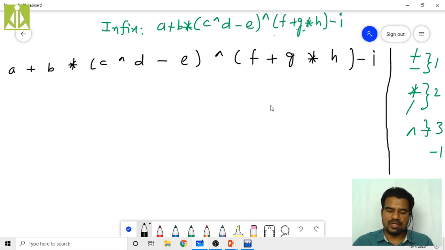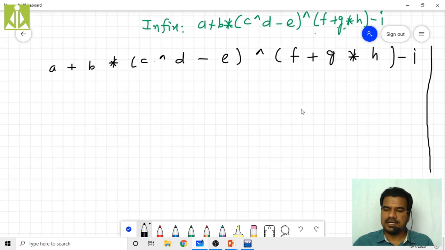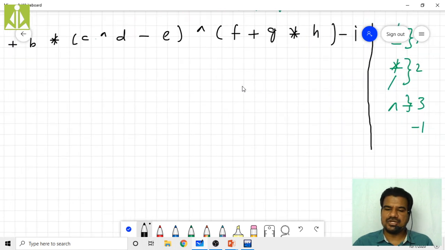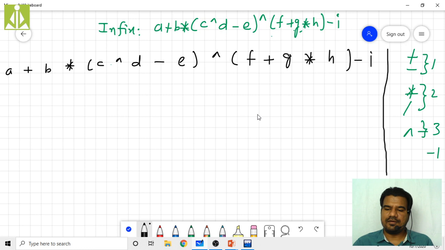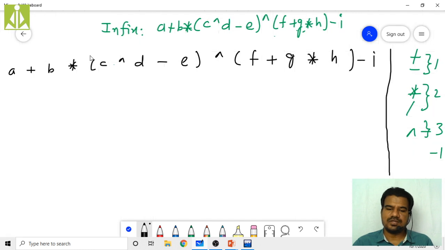So in order to do the analysis, in order to do the conversion, what we have to do is scan this complete string from left to right. So this is my left here and this is my right here. I have to go in this direction, left to right.